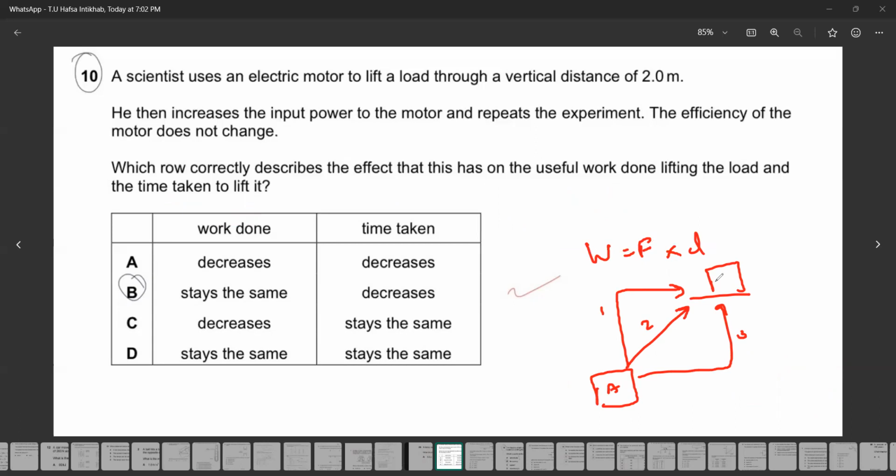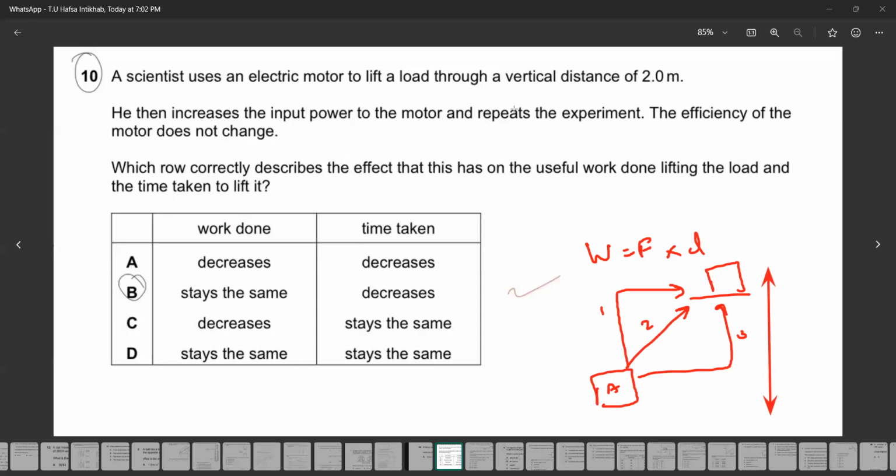It depends on what load is lifted and the difference between the starting point and the final point, like how much height difference there is. So it is irrespective of how it is done or how much time we took. As we were lifting the same load to the same height, the work done will be the same.